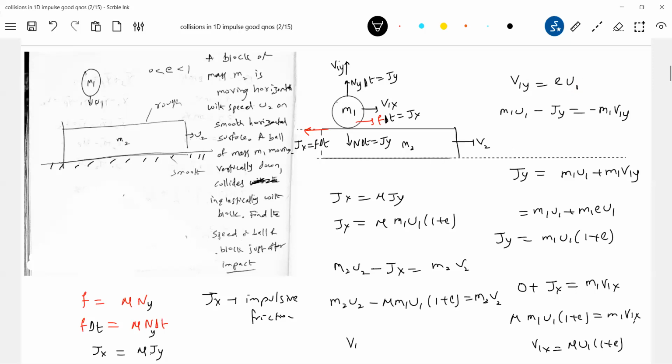And what is V1? V1 should be the vector sum, no? Because the ball has both vertical as well as horizontal components after collision. How is the path of the ball? The ball will move in a parabolic path, and the plank will continue to move like this. This is the path of the ball after impact.